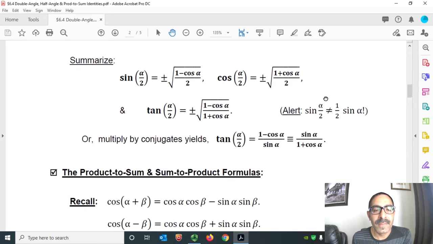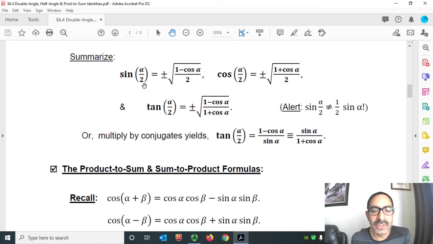So sine alpha over 2 turns out to be plus or minus the square root of (1 minus cosine alpha) over 2. Similarly, cosine of alpha over 2 turns out to be plus or minus the square root of (1 plus cosine alpha) over 2. So only the minus and plus differ for sine and cosine. And tangent of alpha over 2 turns out to be plus or minus the square root of (1 minus cosine alpha) over (1 plus cosine alpha).